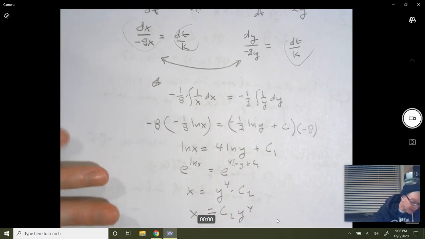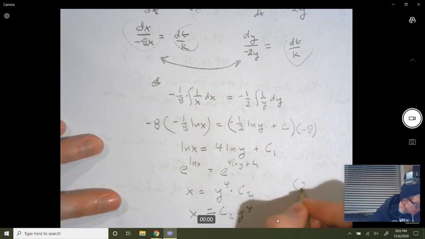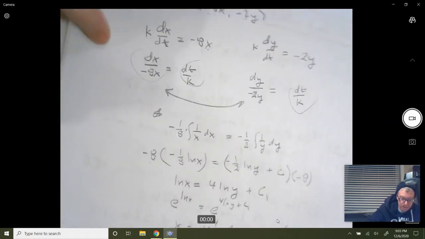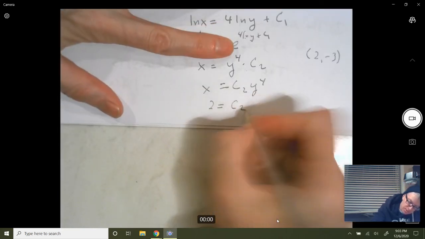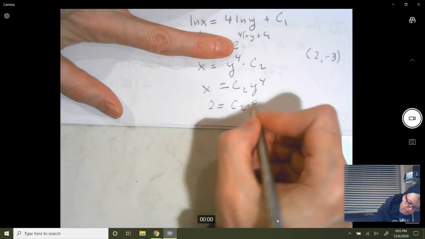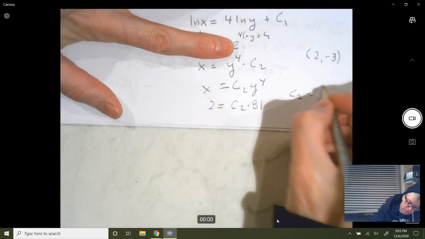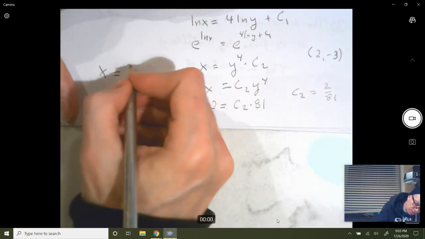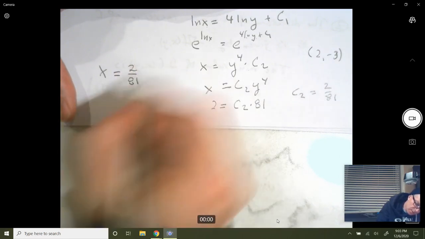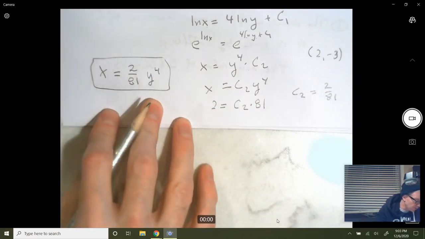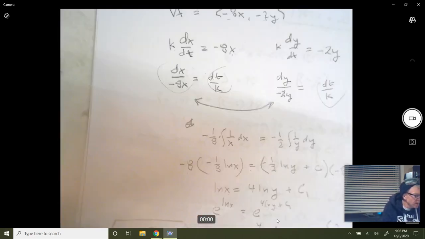Okay. And now using the point 2 comma negative 3, we can solve for c. Okay, so that's going to be 2 equals c2 times y to the fourth. So that's going to be times 81. So c2 equals 2 over 81. So what we're going to get is x equals 2 over 81 y to the fourth. So that is going to be the path of our curve. All right. And I think that's all.